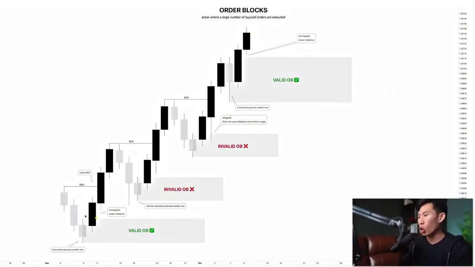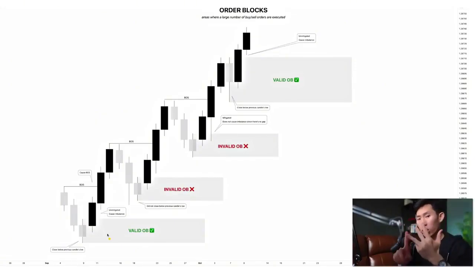So this order block right here, we saw that there was a sharp and substantial upward movement. Cool. And then we know that this is the pivot candle that led to this movement. Did this pivot candle actually close below the previous candlestick low? Yes, it did. Cool. Is this unmitigated? Yes, it is. And was there some form of gap? Yes, there is. There's a gap between the high of this candle and the low of the next candle. Okay, cool. It is unmitigated, it caused imbalance, there is a gap, and it closed below the previous candlestick low.